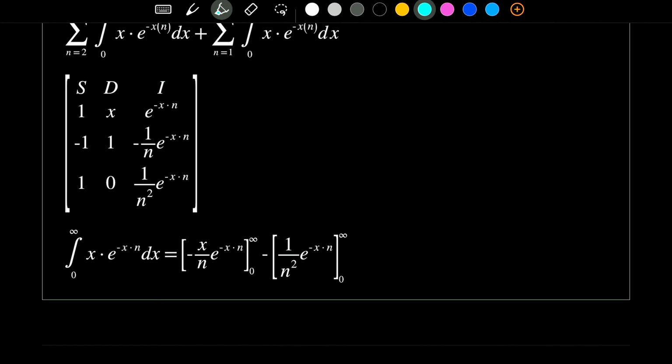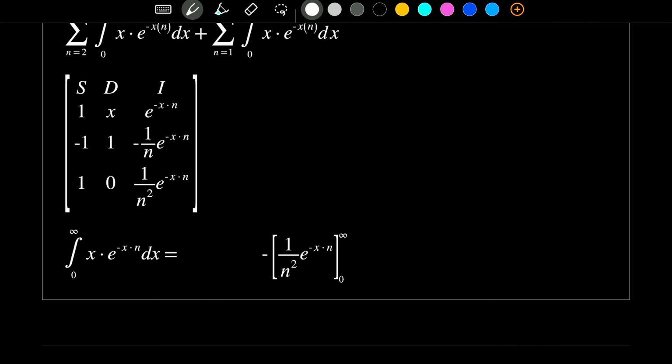Now, for this first bit, we're going to have to notice that when x equals 0, we just multiply by 0, and e to the power of 0 is just 1, so we get 0. And when we take a limit as x goes to infinity, well, the exponential function is going to be way smaller than the x function is getting bigger. So we're going to go to 0 again. So this entire part can just be erased.